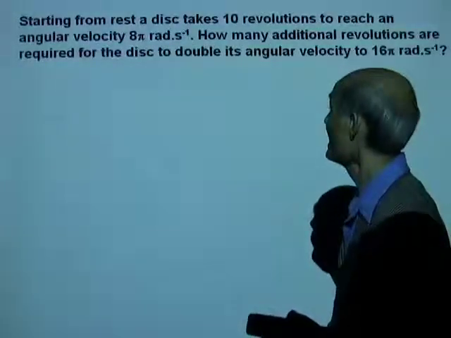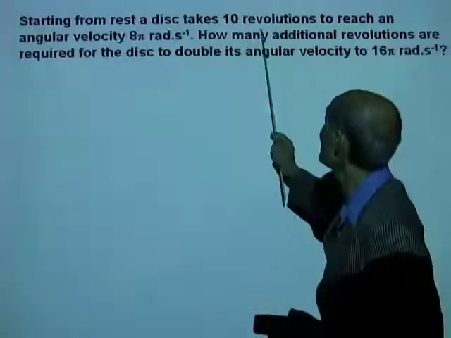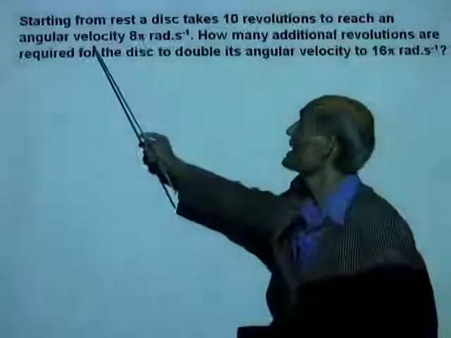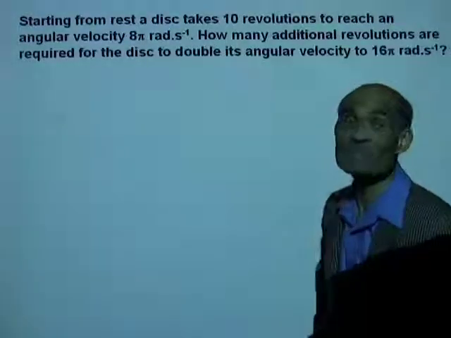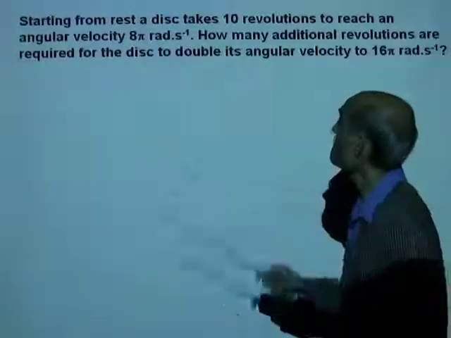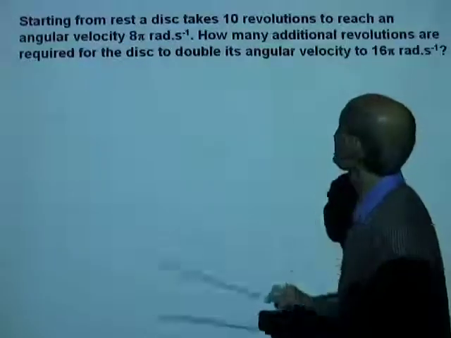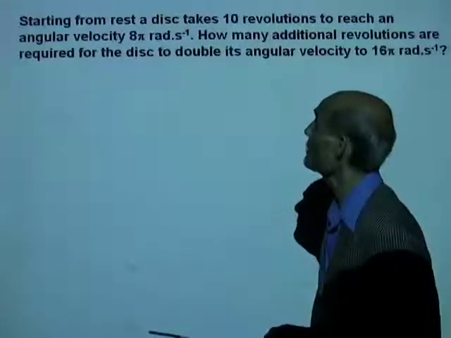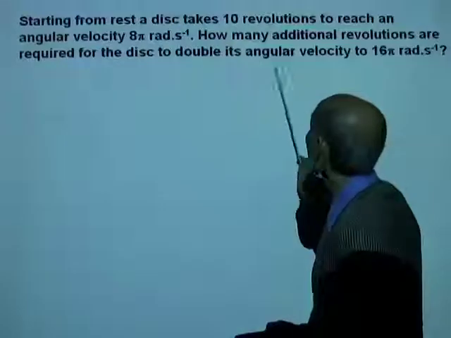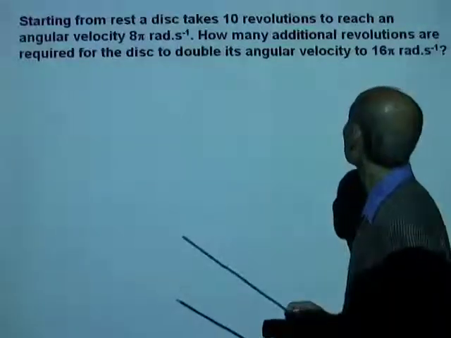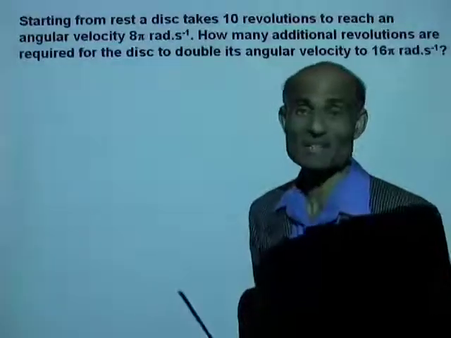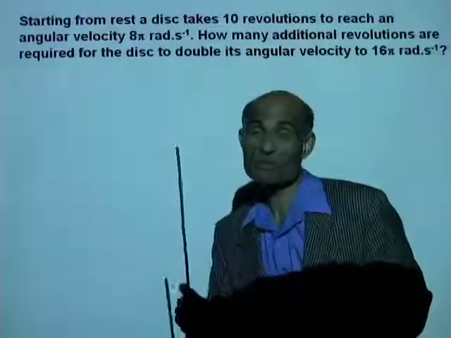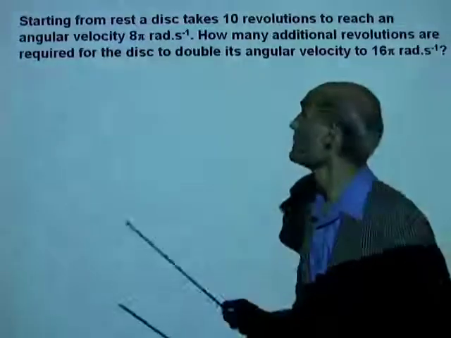Starting from rest, a disk takes 10 revolutions to reach an angular velocity of 8 pi radian per second. How many additional revolutions are required for the disk to double its angular velocity to 16 pi radian per second? Now understand this problem very well. Read it one more time.